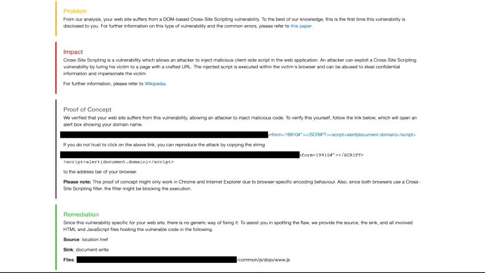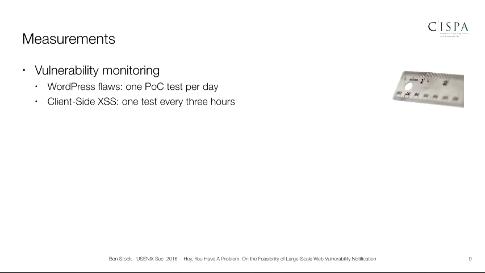So throughout our campaign, we did a number of measurements. On the one hand side, we did vulnerability monitoring. That is, for WordPress, we did actually 1 proof of concept test per day. For client-side cross-site scripting, we went with 1 every 3 hours. And this comes from the fact that oftentimes these client-side cross-site scripting issues are caused by third-party, for example, advertisements. And many websites have things like banner rotation. So even if you hit the same page twice, you might not get the same advertisement and therefore not the same vulnerability. So this really just allowed us to have a higher chance of at least triggering the vulnerability once per day.